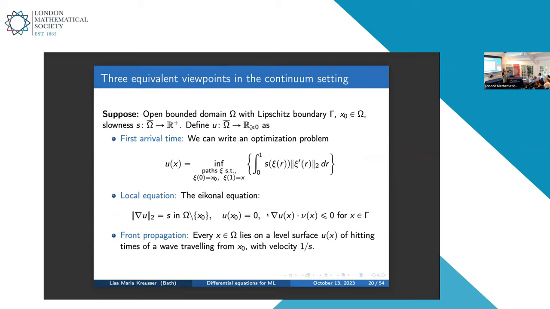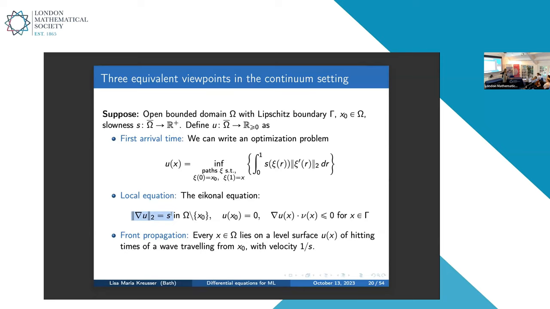And in the continuum setting, it's well known that we can come up with different types of modeling approaches to describe the setting. First of all, given some underlying bounded domain with some sufficiently nice boundary, we can look at first arrival times. This is an optimization problem based on the equation over here. Basically one minimizes over all possible paths between our starting point and our endpoint. Alternatively, one can also look at problems related to differential equations, for instance, the eikonal equation, where the main idea is that one solves some local differential equations, again on the sufficiently nice domain, equipped with some boundary conditions and some initial data.